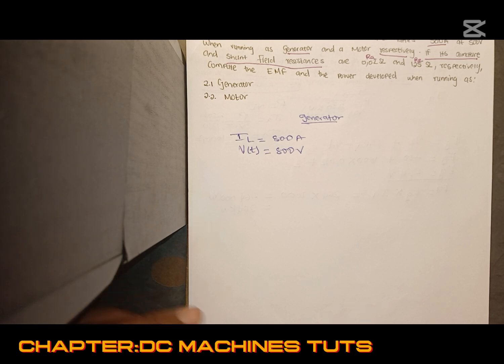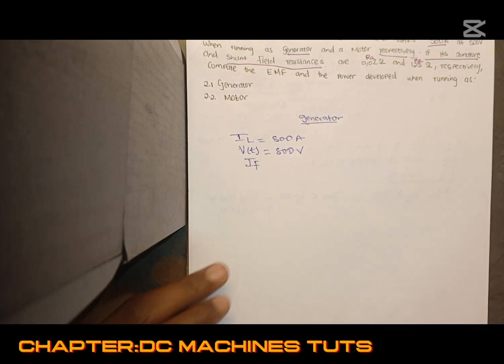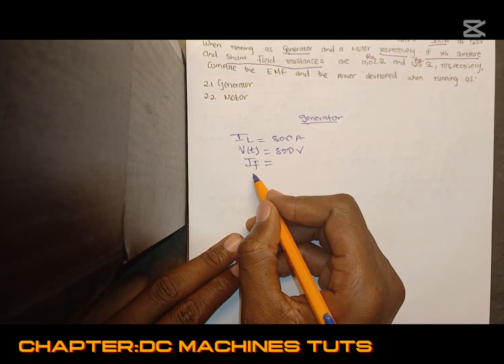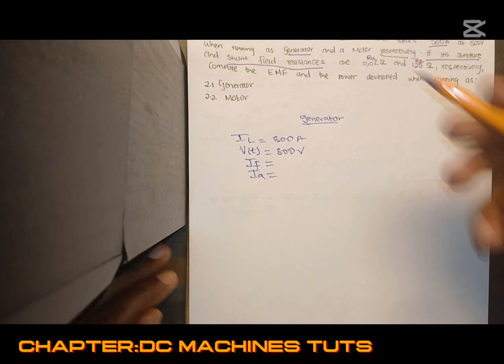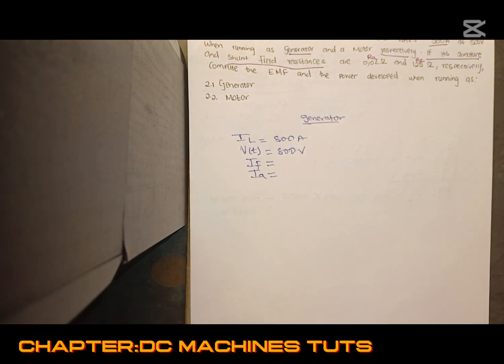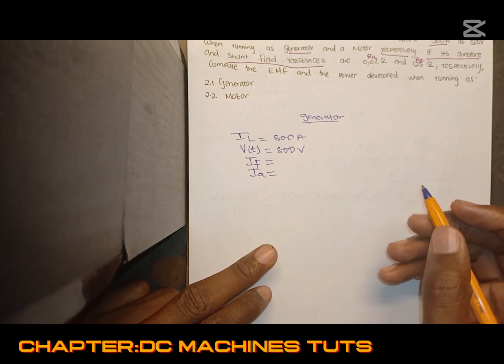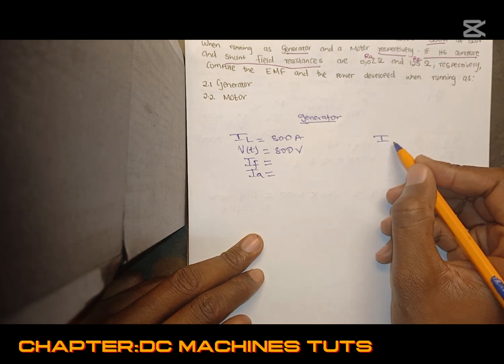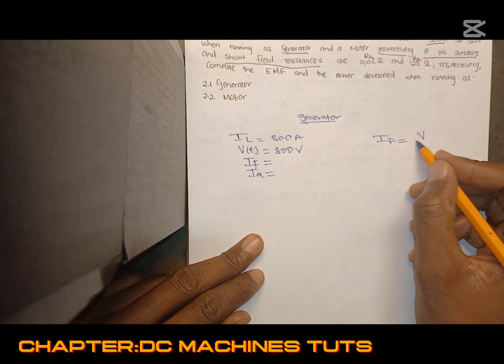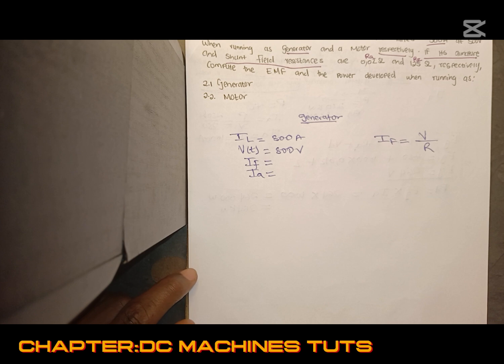Now what we then need is IF and IA, right? Because this is a shunt machine, so IL is not equal to IA. IA, IL and IF are only equal in a series machine, which we're going to do soon, right? So first thing first, we need to find IF. IF is equal to voltage divided by resistance, Ohm's law, right?